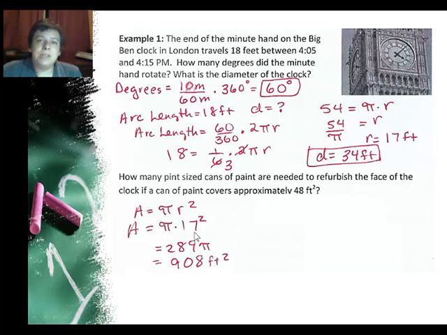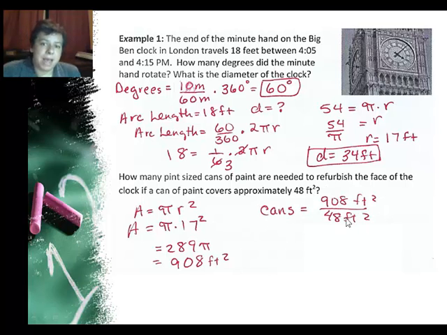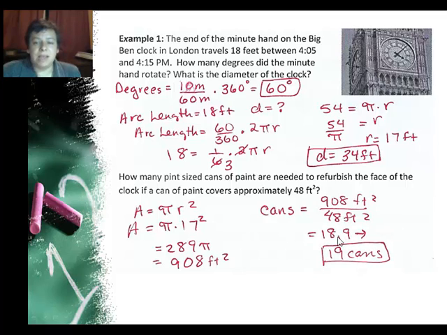Substituting in 17 for the radius, I get 289 pi, or 908 feet squared. Then I can just take however much the can covers and divide the 908 by that to get the number of cans. I get 18.9, but I really need whole cans, so I'm going to get 19 cans.